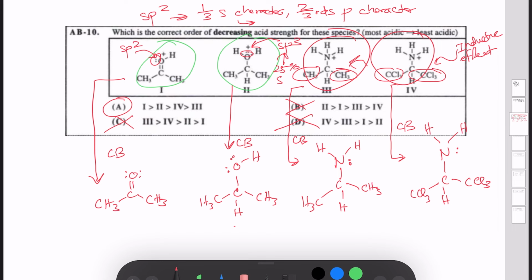I apologize, I know it was a more convoluted way, but there are 2 ways of getting to this solution. And it's easier if we just consider options 3 and 4 with the inductive effect, but just to be thorough, I presented the other comparison as well.